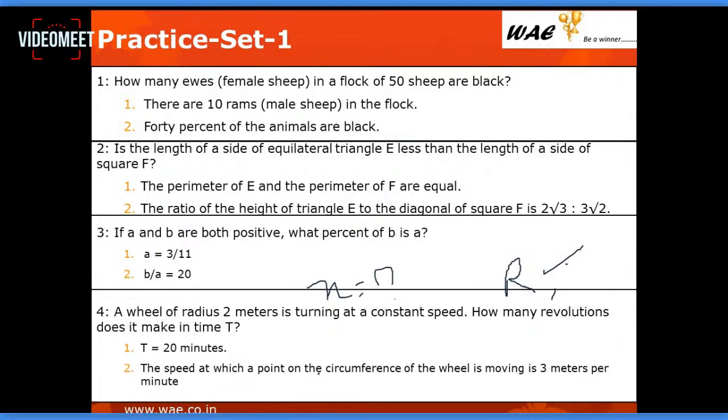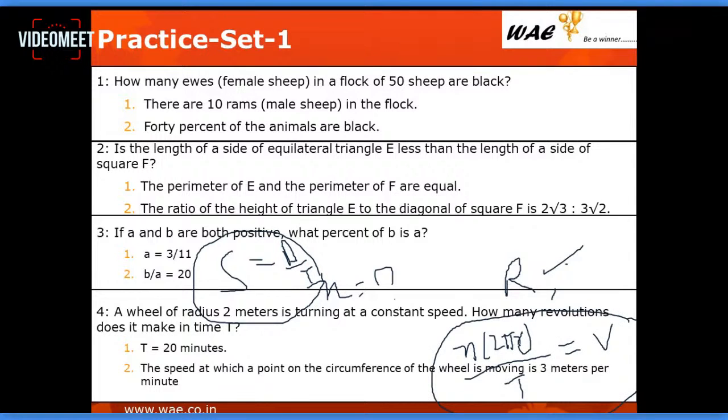When we need to find the number of revolutions, we need the speed also. Speed equals distance upon time. If we know any two of these three things, we can get the third one. Basically, the total distance would be n into 2 pi r, where n is the number of revolutions, and distance upon time equals speed. If you want to calculate n, you need r, t, and v. R is given to you, so you need to find t and v.